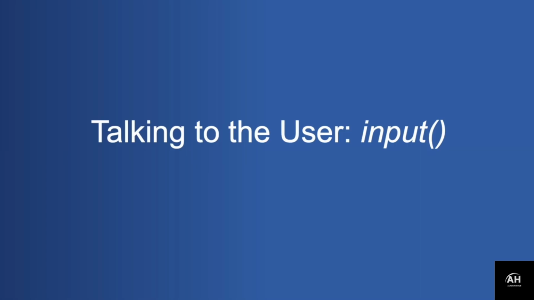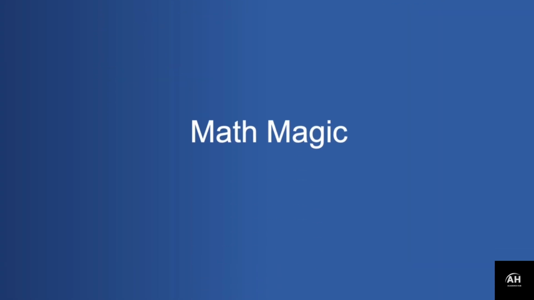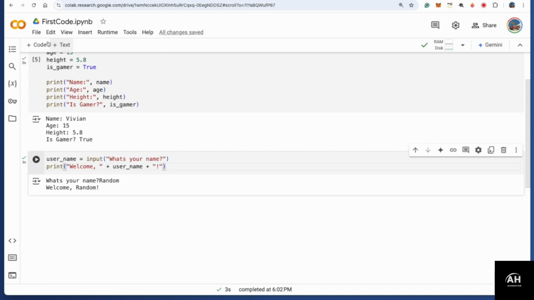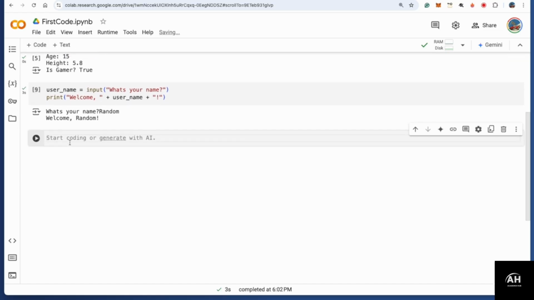Now, to move on to our next step, we're going to do some math magic. Who needs a calculator when you have Python? Let's do some quick math. So I'll go ahead here, create a new code snippet, and here I'm going to create a variable first, x equal to 3. Next, I'm going to create another variable, y equal to 10.